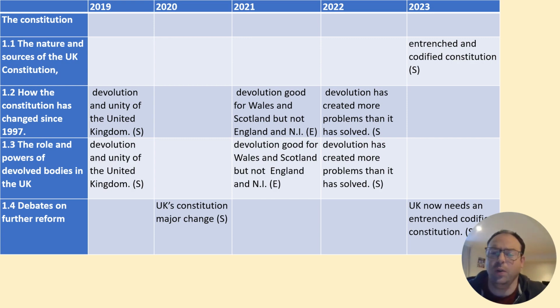1.4, the debates on further reform. We'll have a look at 1.4 in a minute, but the idea of the UK Constitution needing major change, the idea that we should bring in an entrenched codified constitution going forward, it all comes in 1.4. Also relates to stuff in 1.1, and I'm going to look at 1.1 in a bit more detail as well. One bit I would say, looking at that, they love a source on the Constitution, which we all love, a bit of Constitution.